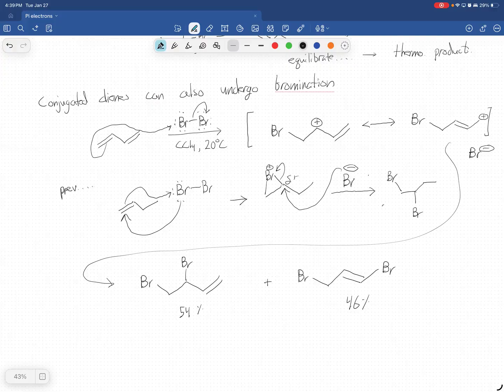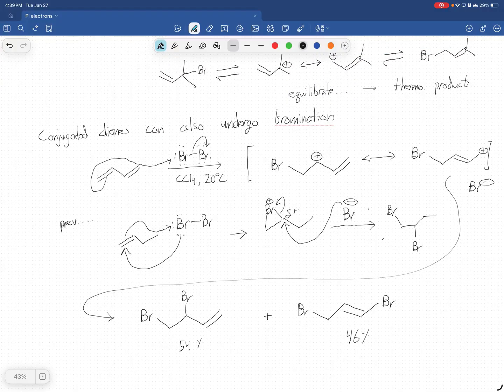All right, so the intermediate is a little different. When you have a diene, you're going to form a carbocation. You're not going to form a cyclic bromonium intermediate there. Okay, so that concludes our discussion of adding electrophiles to dienes.